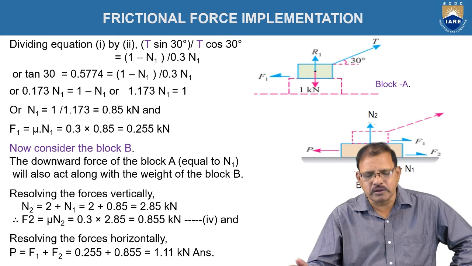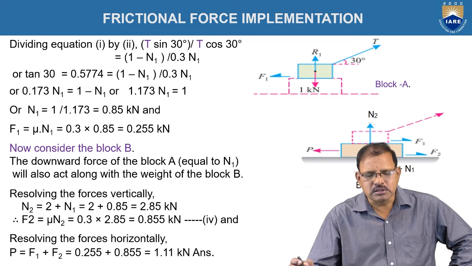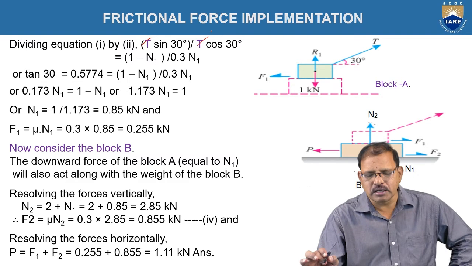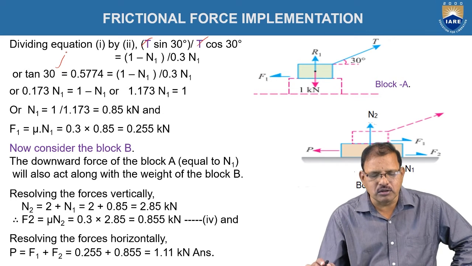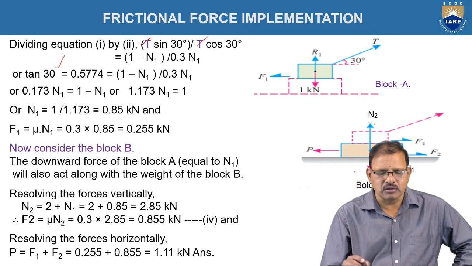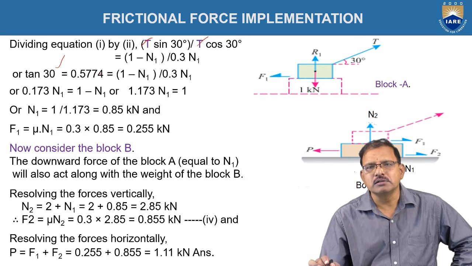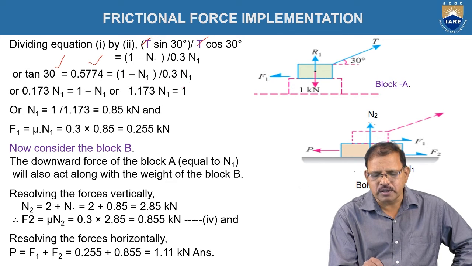Now, divide equation number 1 by equation 2. We get T sin 30 divided by T cos 30, which is equal to 1 minus N1 divided by 0.3 N1. From this relation, T gets cancelled. The remaining is sin 30 divided by cos 30, which is equal to tan 30, which is equal to 1 minus N1 divided by 0.3 N1. Tan 30 is equal to how much value? 0.5774.